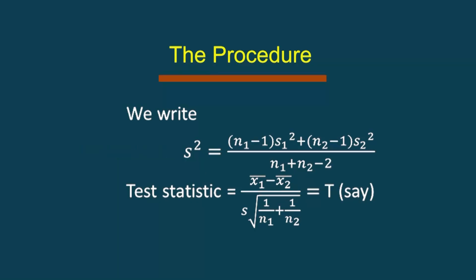The test statistic t is then denoted by x1 bar minus x2 bar in the numerator, divided by s, that is the square root of s square, then root over 1 by n1 plus 1 by n2. We can show that this follows, under H0, a t distribution with n1 plus n2 minus 2 degrees of freedom.